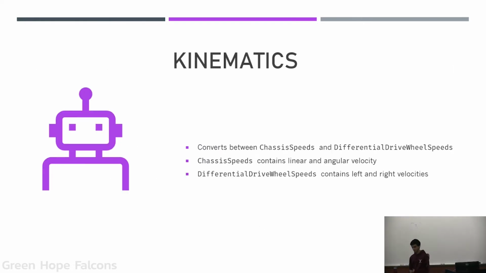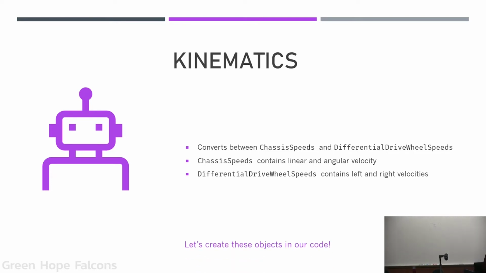So, let's talk about kinematics. Does anyone remember what the kinematics classes do? Anyone remember? So we have linear and angular velocity. What does it convert linear and angular velocities to? Voltages. Not quite. Each side of the drivetrain? Yeah, so it converts the linear and angular velocity to the left and the right side. So in code, there's an object called chassis speeds, which is linear and angular velocity, and it converts it to differential drive wheel speeds. So that's basically left and right velocities.